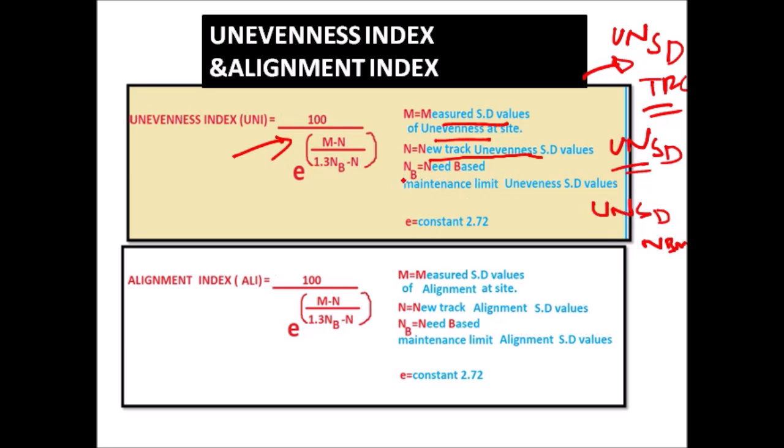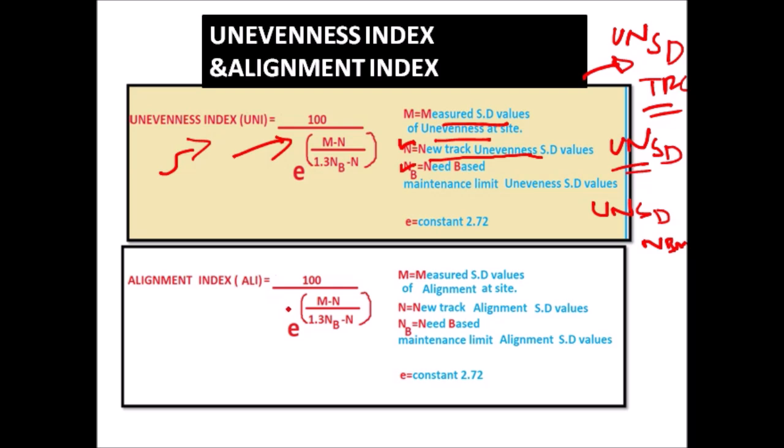UNSD at NBML. What is the UNSD? So this is NB, right? So new track SD and NBML SD are fixed for a given speed. Okay, right? So M at site, N new track, NB is what? NBML SD. So these things are clear.